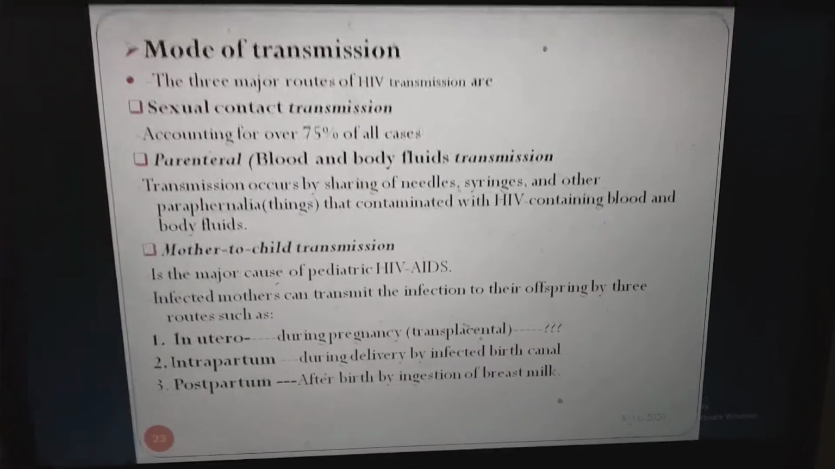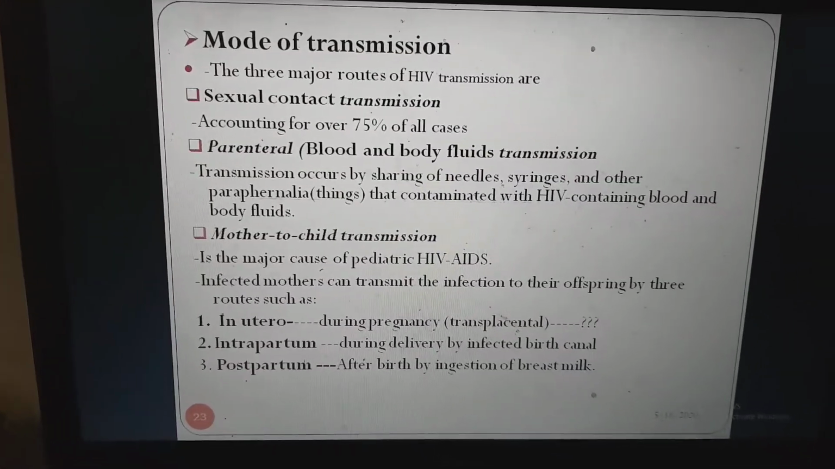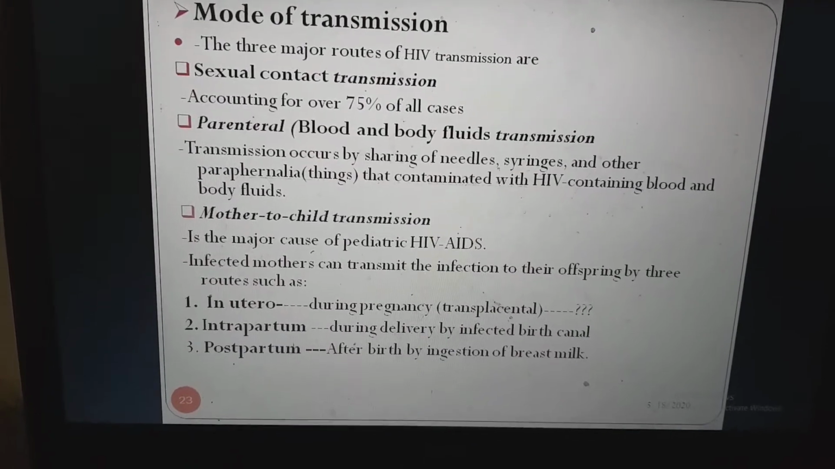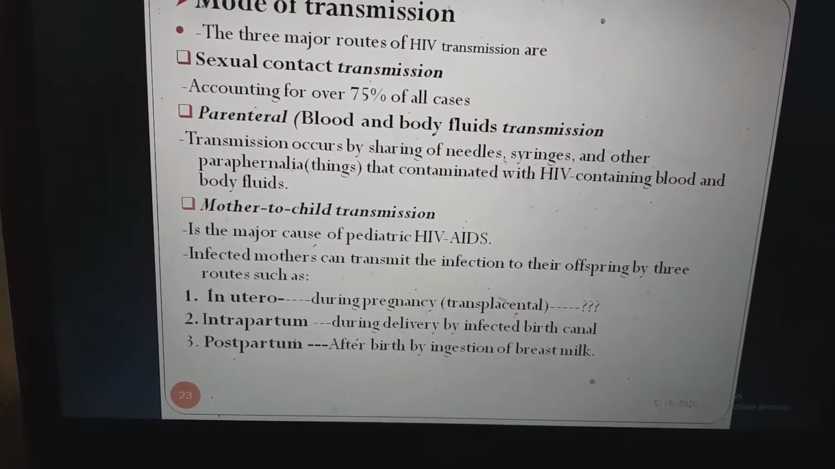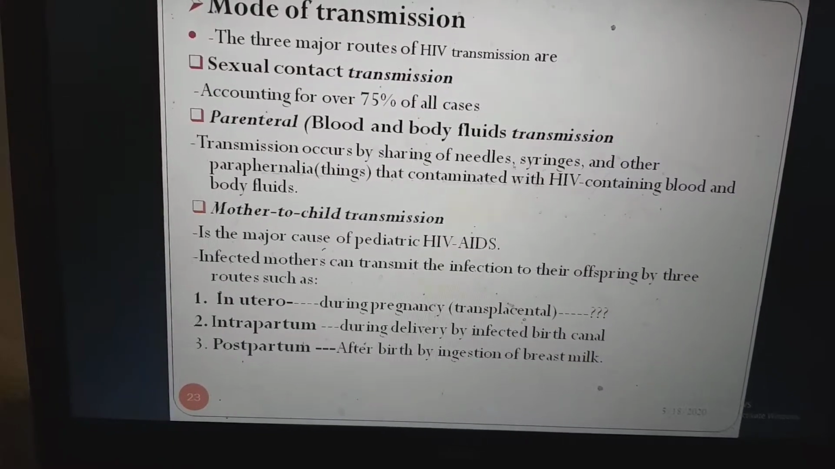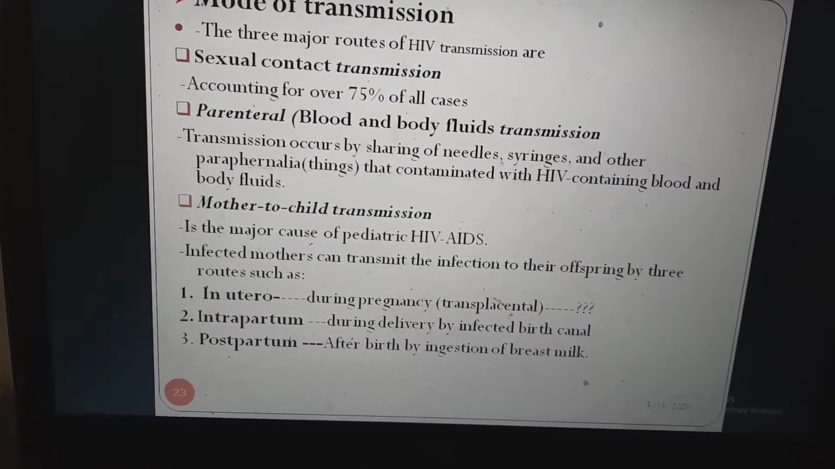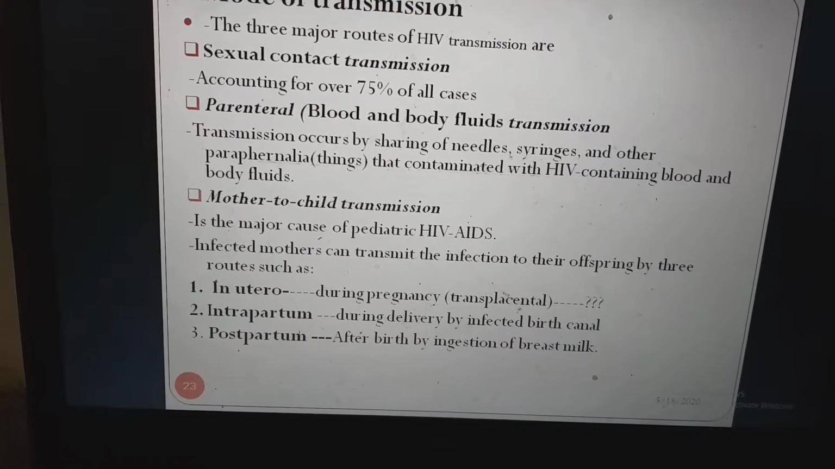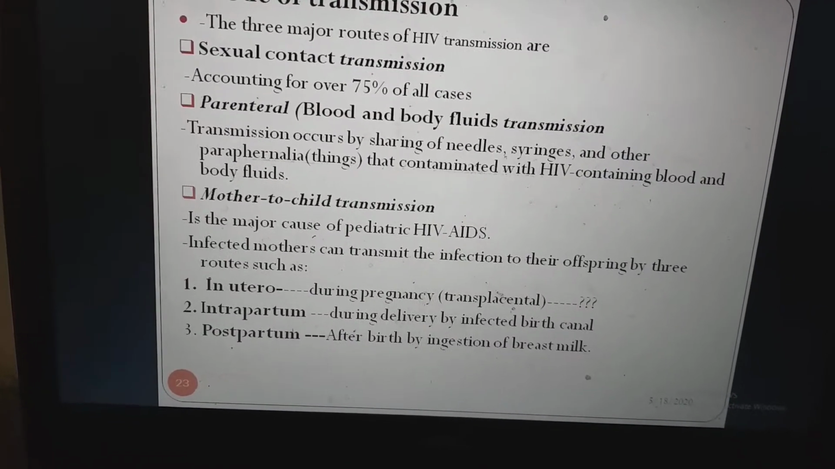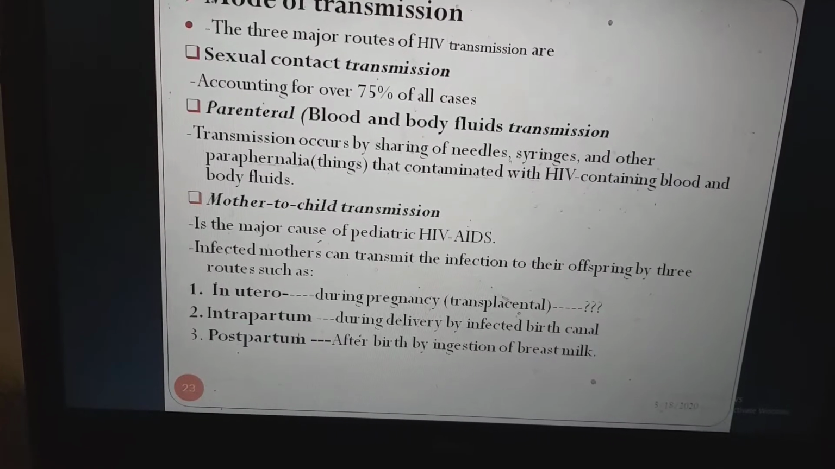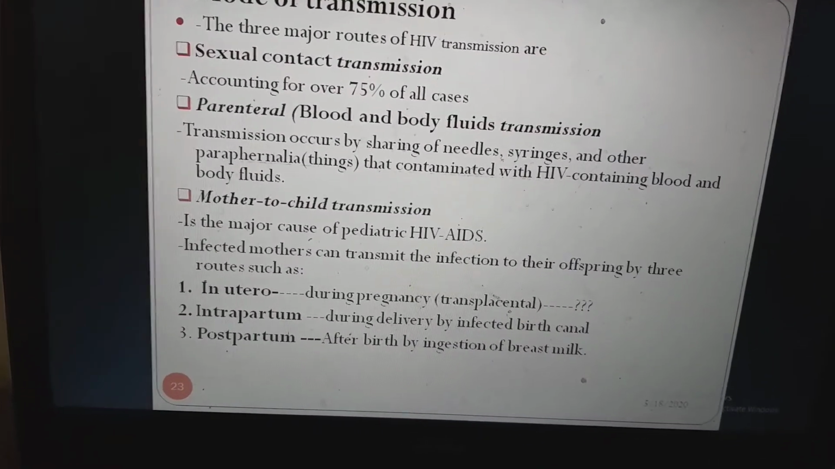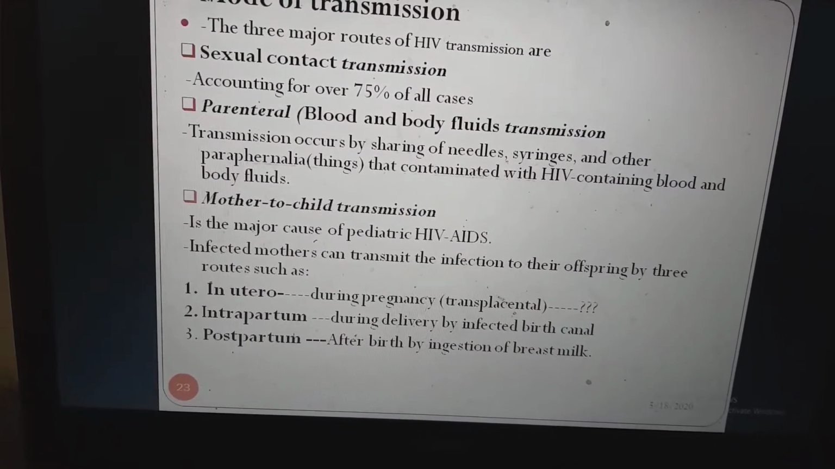Good. Mode of transmission. The three major routes of HIV transmission are sexual contact, parenteral or blood and body fluid transmission, and mother to child transmission. Good. From this, which one is the most common? Sexual intercourse, which is about 75% of all causes.